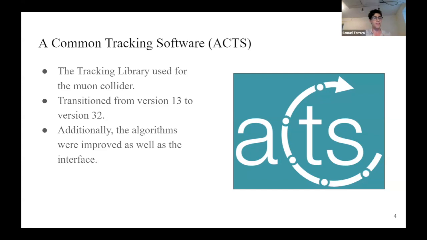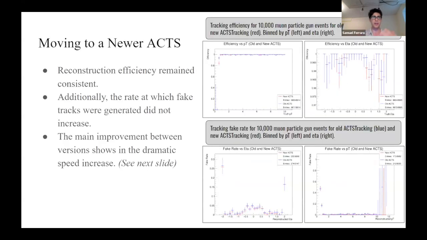So the software development team, before I got there, transitioned from using ACTS version 13 to using ACTS version 32, which is a pretty big step. In addition to that, the algorithms were improved and the interface was changed. So my job was to validate this new version, make sure that it's consistent with the old version, performs either the same or better than the old version, and make sure we're not making a mistake by switching to it.